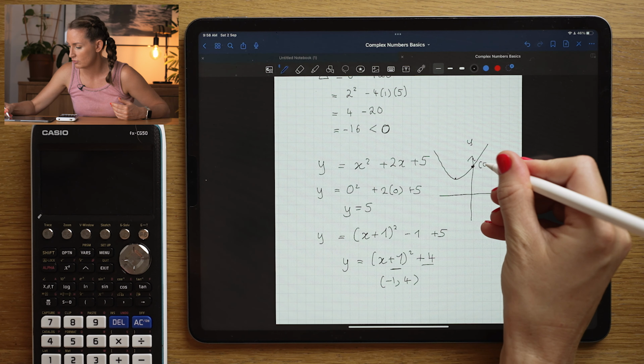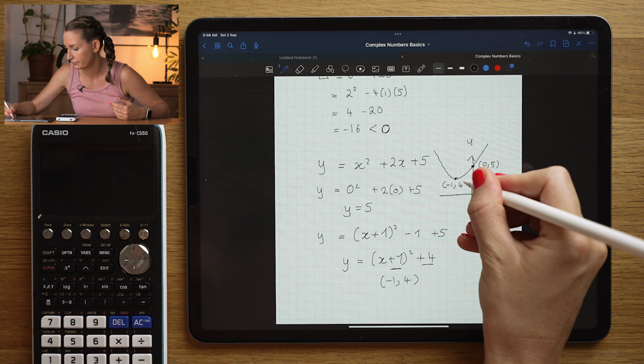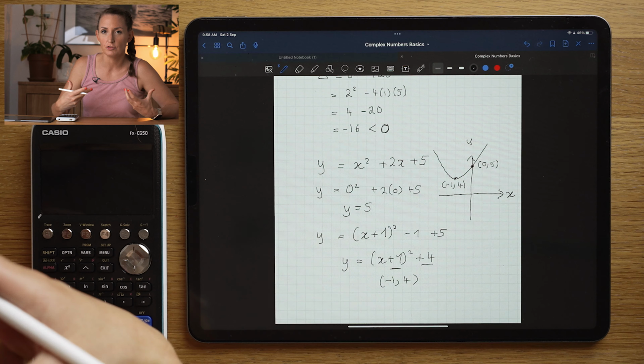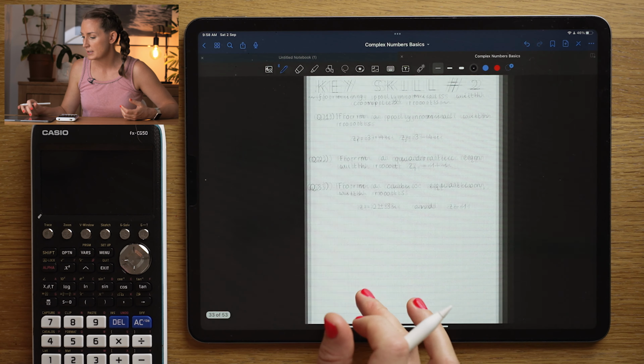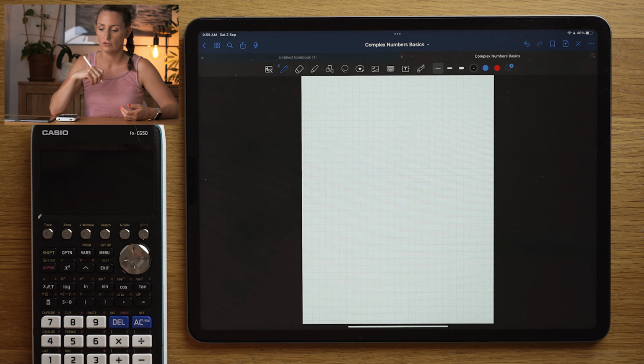And even in your rough sketch, you would kind of label the key points. That's one thing my students often forget. Okay, so we verified that there are no real solutions, and we can visualize that with our rough sketch. So the next question is, how can we find the complex solutions?